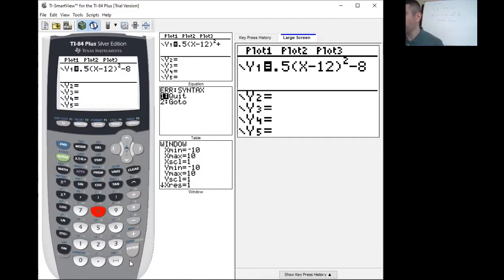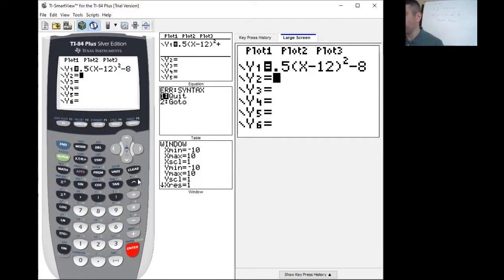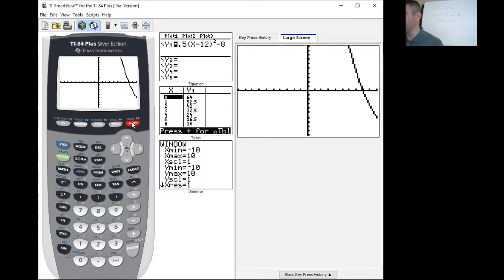I know it's a parabola. I know for a fact it's a parabola. So I'm going to graph it, and I should definitely see a parabola. I don't see a parabola. What did I do wrong? You didn't do anything wrong. The problem is that this particular graph is outside the viewing window.